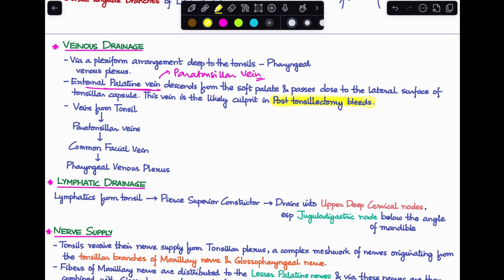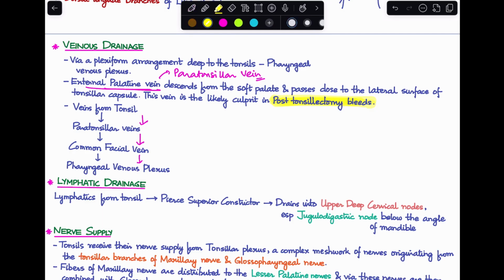So all the veins from the tonsil drain into this paratonsillar vein, and then the paratonsillar vein drains into the common facial vein, which ultimately drains into the pharyngeal venous plexus. Next, let's look at the lymphatic drainage of the tonsil.